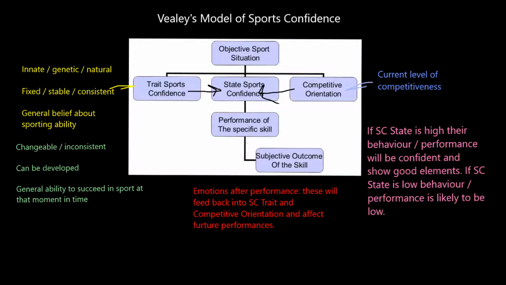So if you have high SC trait, you are naturally a confident person associated with playing sport, and you have high competitive orientation, you are currently highly competitive, you will have high SC state. You are currently confident playing sports in whatever situation you are in. In contrast, if you have low SC trait, you are not naturally a confident person playing sport, and you have no competitive orientation, you don't like being in competitive situations, you will therefore demonstrate low SC state. You will not be confident in any given sporting situation.